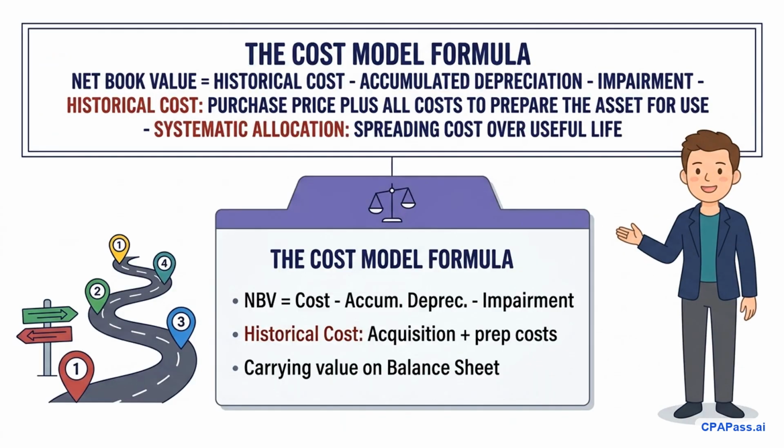Under US GAAP, the standard approach for reporting property, plant, and equipment is the cost model. The fundamental formula to memorize is net book value equals historical cost minus accumulated depreciation minus any impairment losses. Historical cost represents the total amount paid to acquire the item and prepare it for its intended operational use. This includes the purchase price, shipping, and installation.